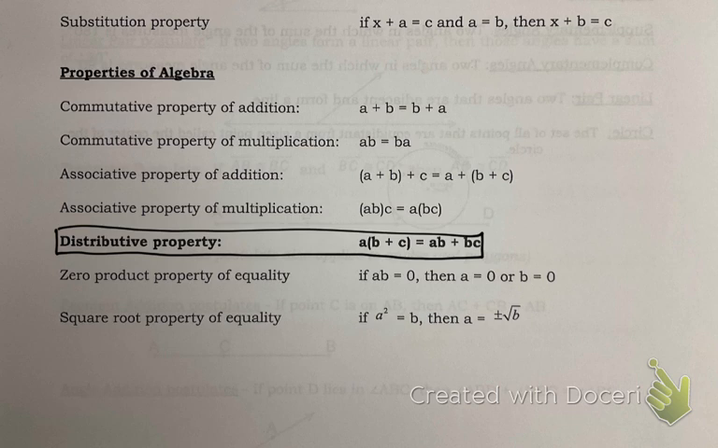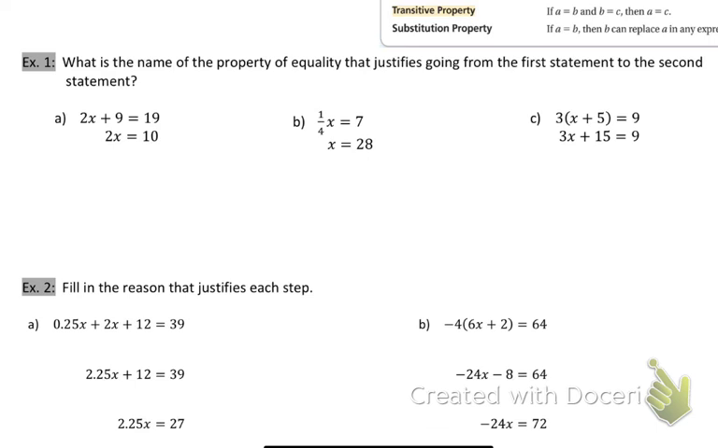Okay. Let us carry on and see what we're supposed to do with these. When we have to state properties that we need to use, we can use these sheets to help guide us, but we have to know how to read it. What is the name of the property of equality that justifies that the first statement leads to the second statement? Your job is to look at the very first statement, which is 2x plus 9 equals 19, and then look at the second statement. Something happened between those two steps because the 9 is gone and the 19 is different.